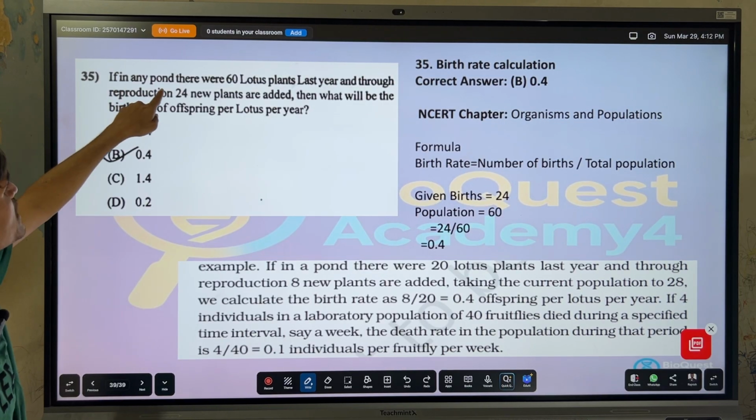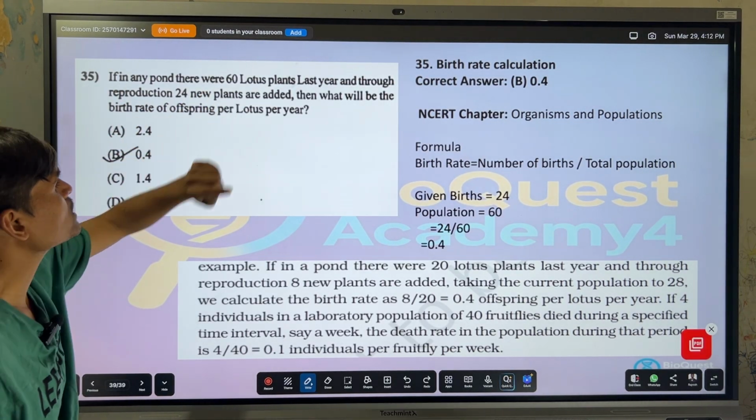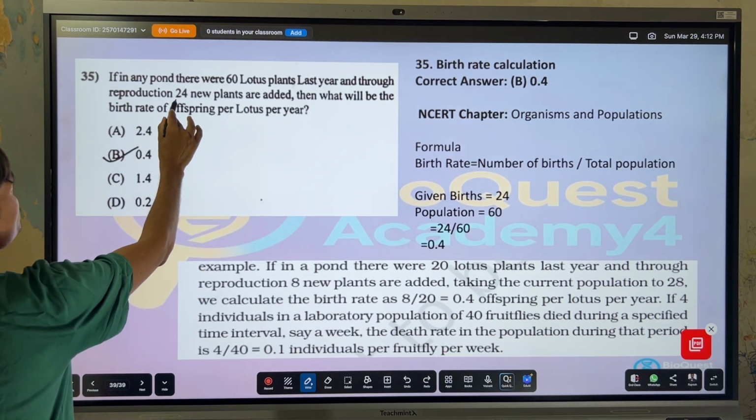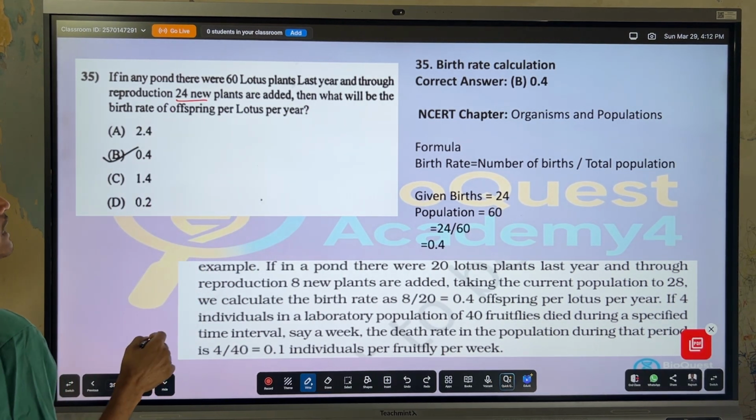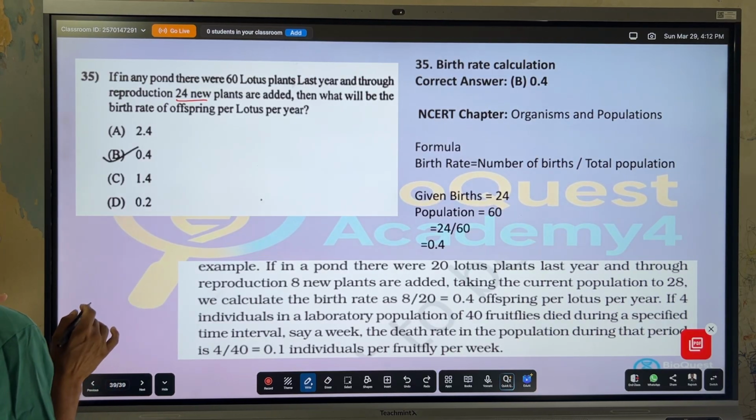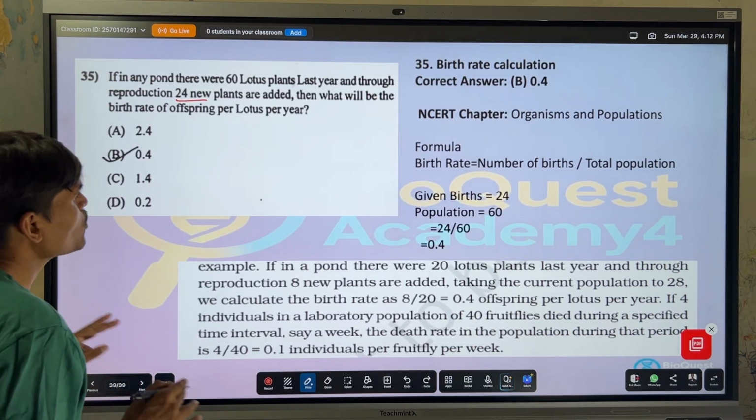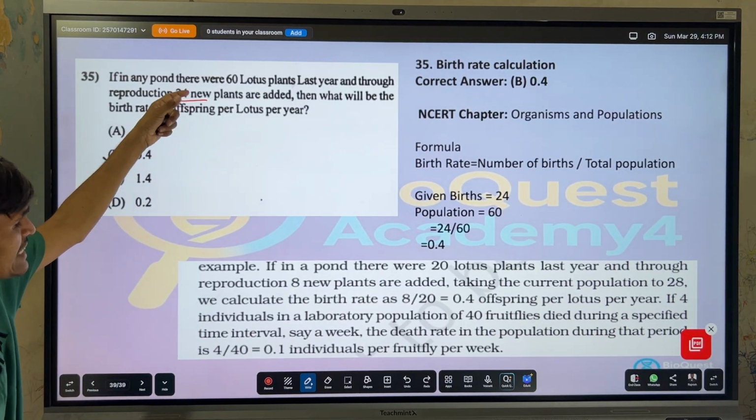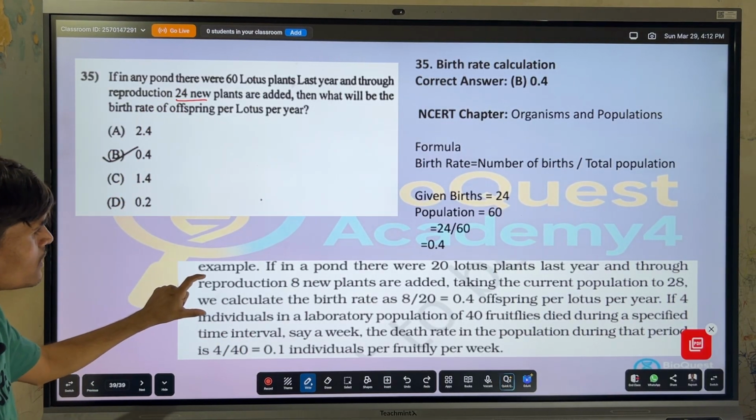If in any pond there were 60 lotus plants last year and through reproduction 24 new plants are added, then what will be the birth rate of offspring per lotus per year? This is a similar example, like in the textbook.